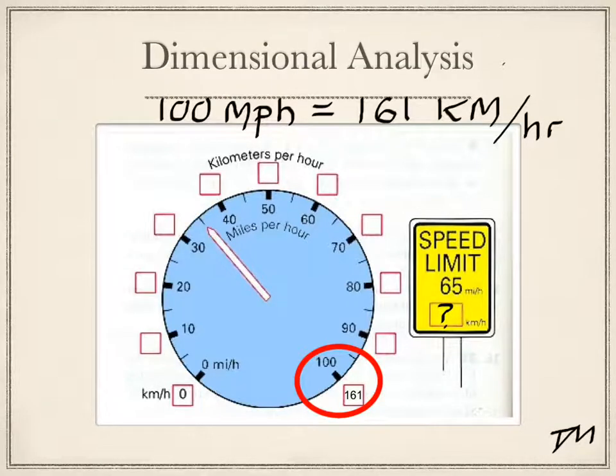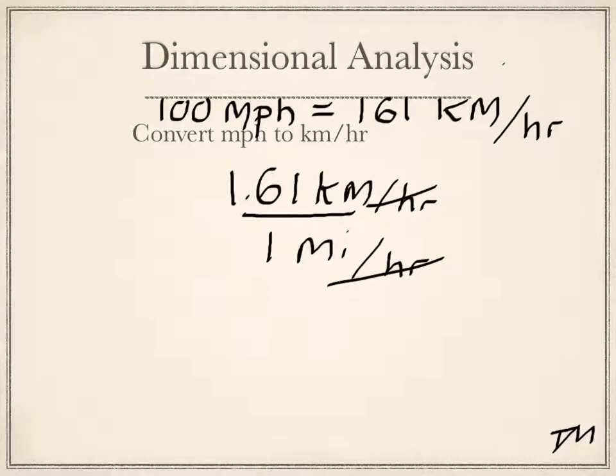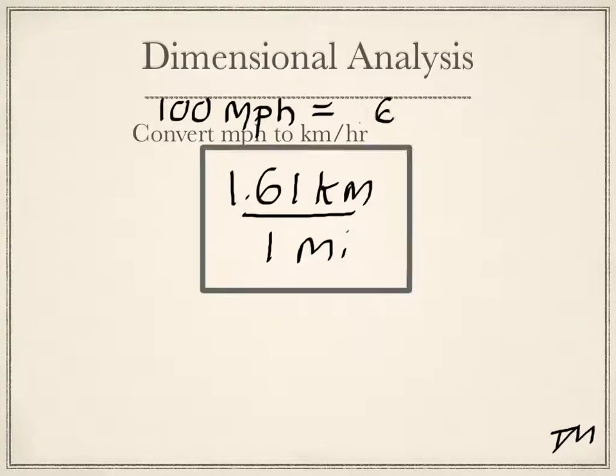Well, 100 miles per hour is not a highway speed, at least not for me. But what would 65 miles per hour be in kilometers per hour? Well, let's use this fact and divide by 100. 1.61 kilometers per hour divided by 1 mile per hour. They both have per hour on them, so let's cross out those per hours and go with 1 mile is equal to 1.61 kilometers.